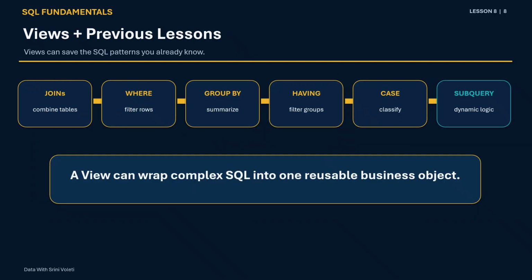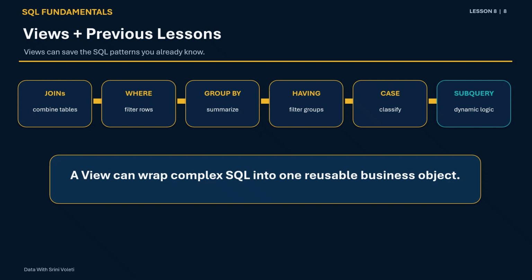This slide is where the whole fundamentals series starts connecting. A view can package many of the SQL skills we already learned. Joins combine related tables, where defines row-level filtering, group by changes the grain and creates summaries, having filters grouped results, case when translates raw values into business categories. Subqueries can provide dynamic logic. A view can package those decisions behind a stable name.